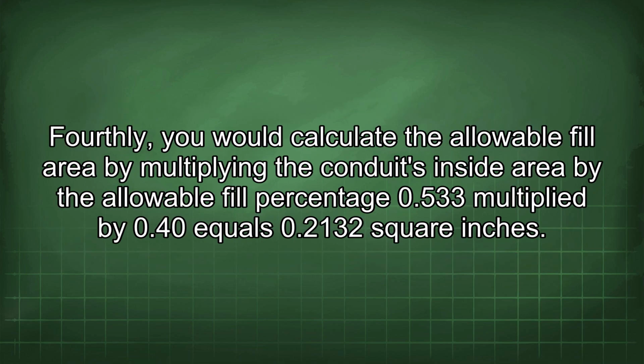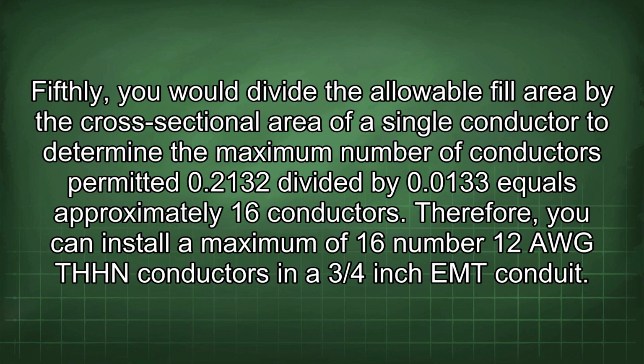Fourthly, you would calculate the allowable fill area by multiplying the conduit's inside area by the allowable fill percentage. 0.533 multiplied by 0.40 equals 0.2132 square inches. Fifthly, you would divide the allowable fill area by the cross-sectional area of a single conductor to determine the maximum number of conductors permitted. 0.2132 divided by 0.133 equals approximately 16 conductors. Therefore, you can install a maximum of 16 number 12 AWG THWN conductors in a 3/4-inch EMT conduit.